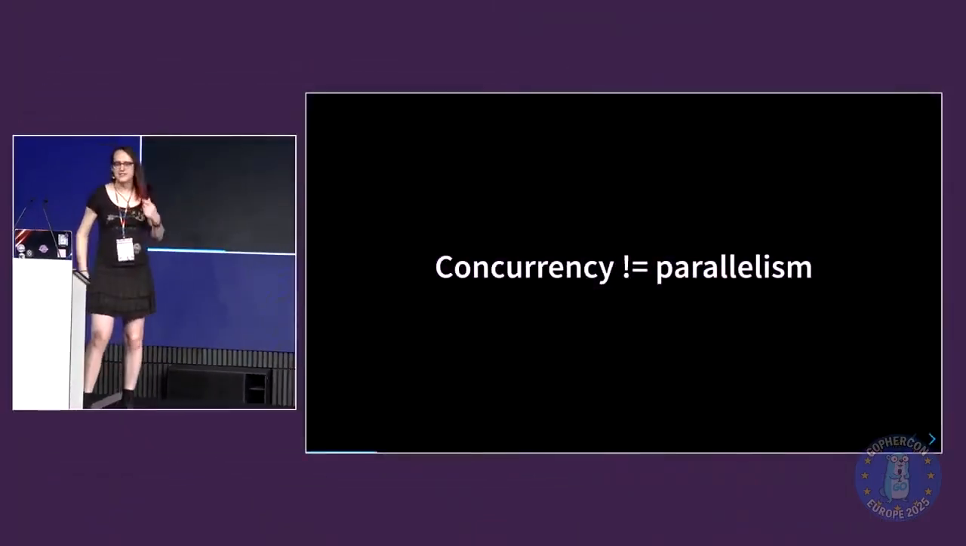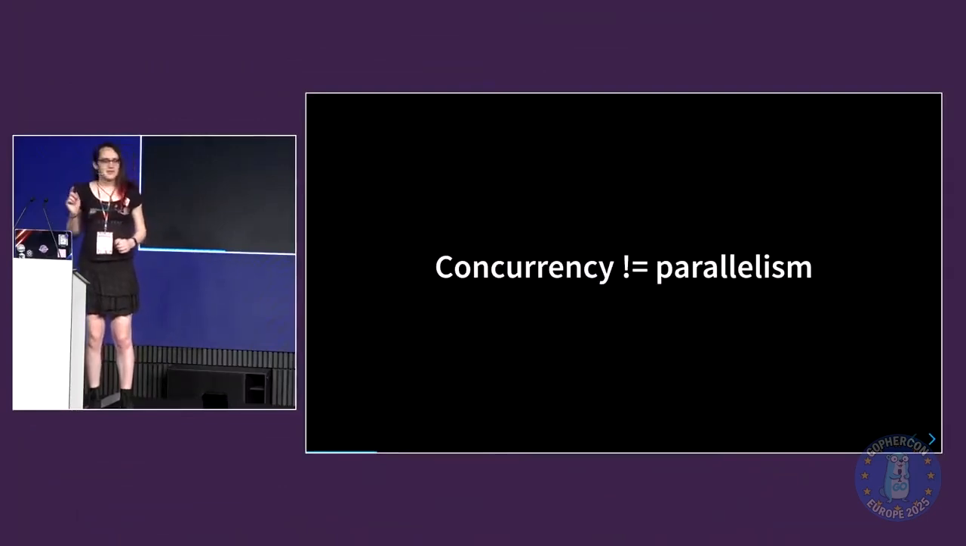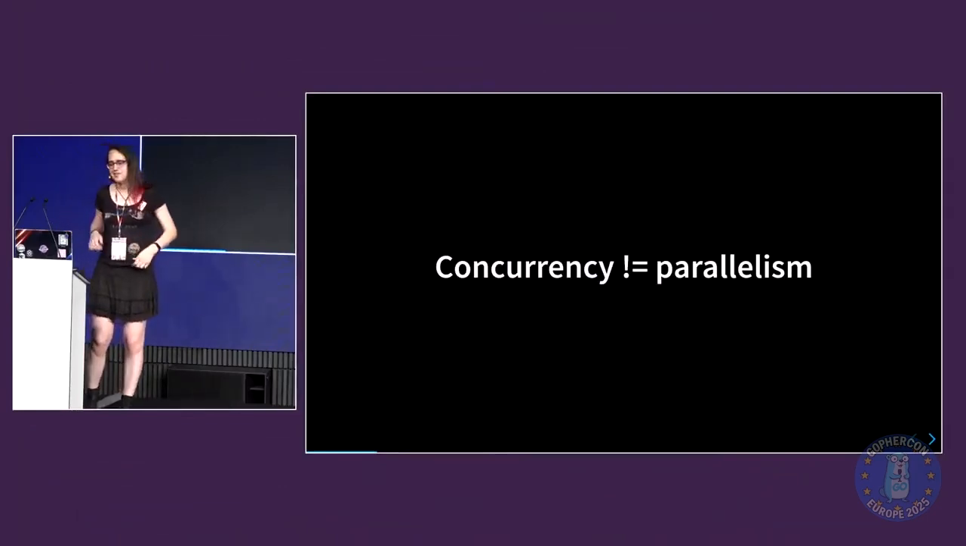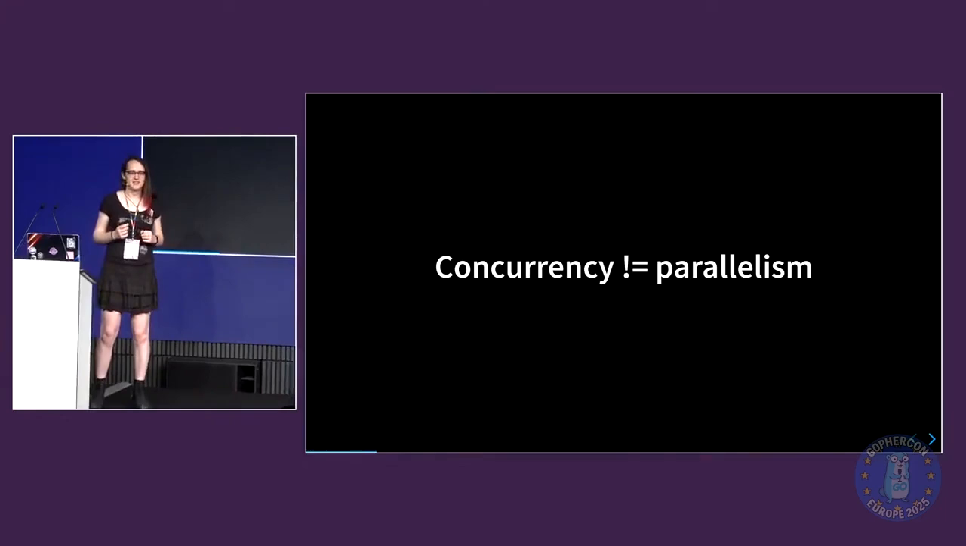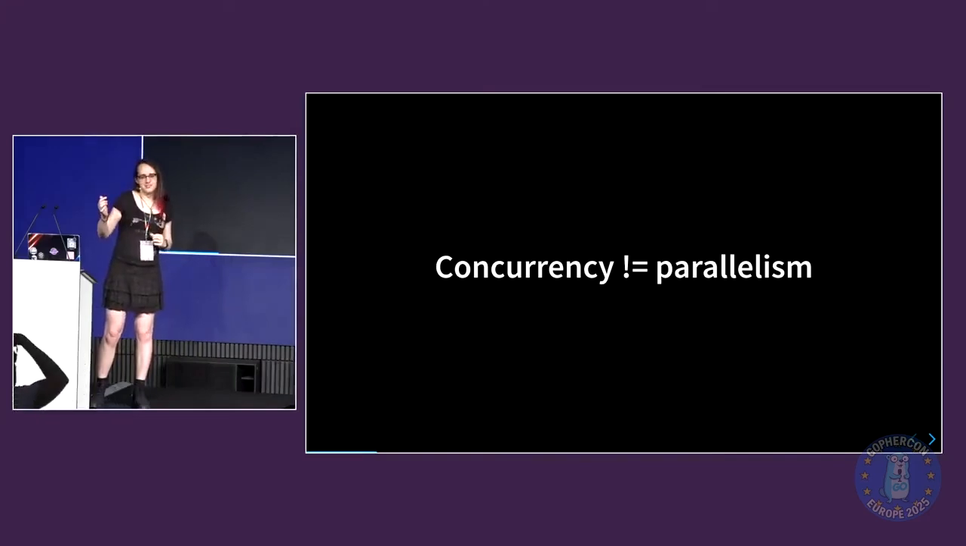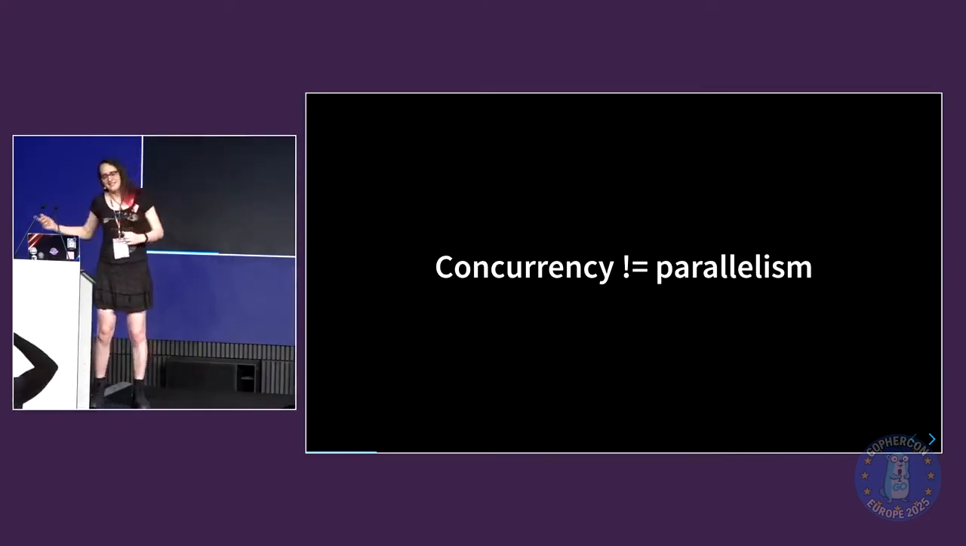So to start with, we all know what concurrency is, but it's not exactly the same as parallelism. Concurrency is running multiple goroutines, and parallelism is actually running them at the same time. So you can have concurrency without parallelism.